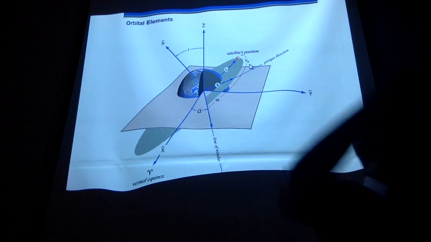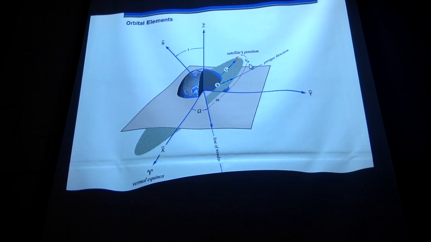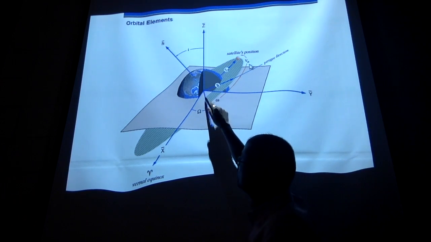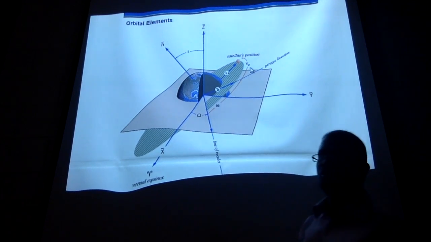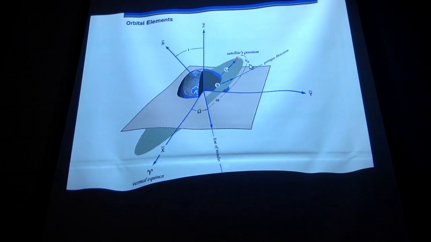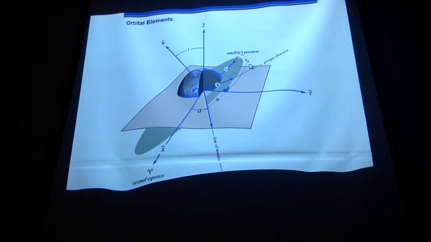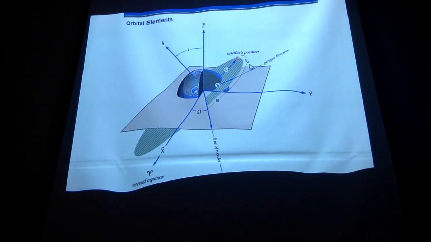Small omega is called the argument of perigee. Okay. Perigee, or argument of periapsis. It tells you how much is the angle between this line of nodes and the perigee direction, or periapsis direction. You see that? Okay. In what plane is this angle? The orbital plane. Okay.